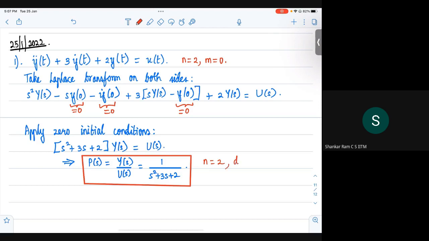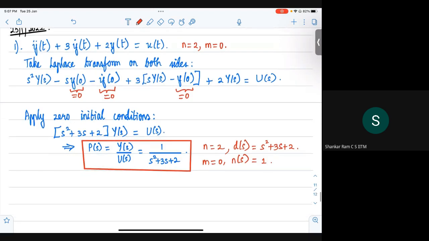And the denominator polynomial D of s is a second order polynomial, as we can readily observe. That is going to be s squared plus 3s plus 2. And the value of m is 0, and the numerator polynomial is just 1, right? So it's just a constant. Okay. And we can immediately observe that there are no zeros for this transfer function, because the numerator polynomial is just a constant.